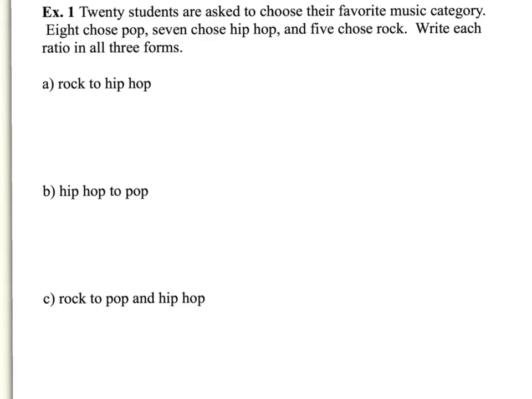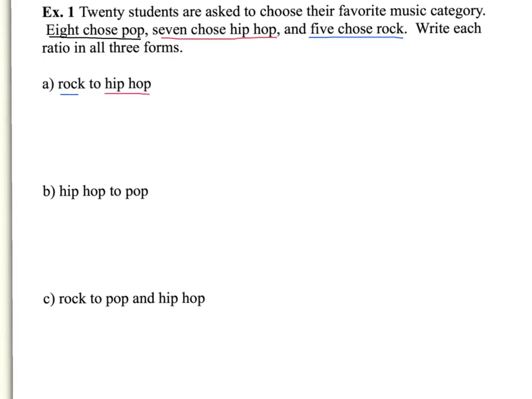In example 1, we have 20 students who are asked to choose their favorite music category. 8 chose pop, 7 chose hip-hop, and 5 chose rock. We're going to write each of these ratios, A, B, and C, in all three forms as listed above. So we have a ratio of rock to hip-hop.